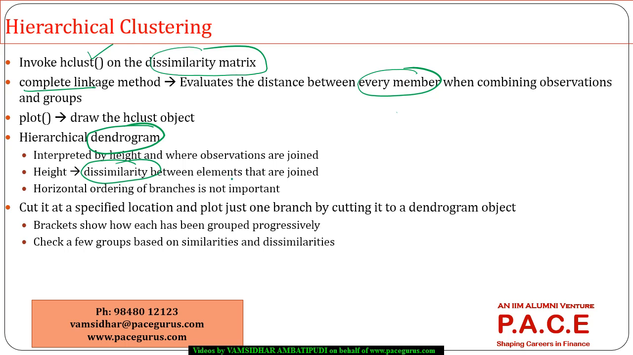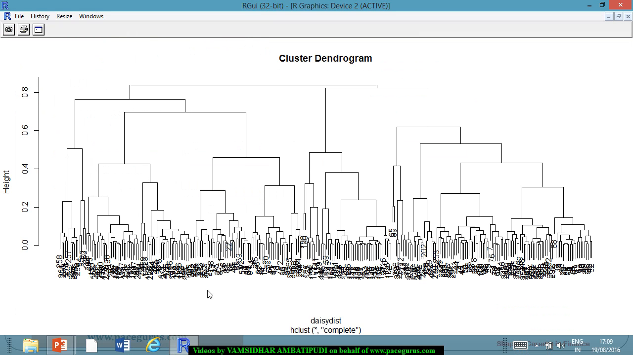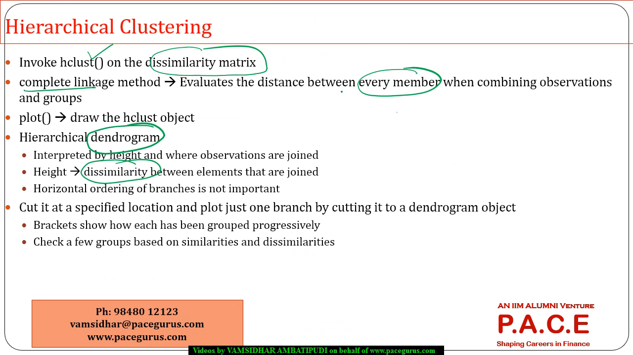So height is a measure of dissimilarity. If two customers are getting joined somewhere here, so probably if you look at this particular customer versus this particular customer, they are getting joined only at this particular place, which means they are completely dissimilar in nature. So the place where they are getting joined, the height, that's a measure of height. The customers who are closer to each other get joined at a much lesser height. The customers who are farther away from each other get joined at much higher values of the height.